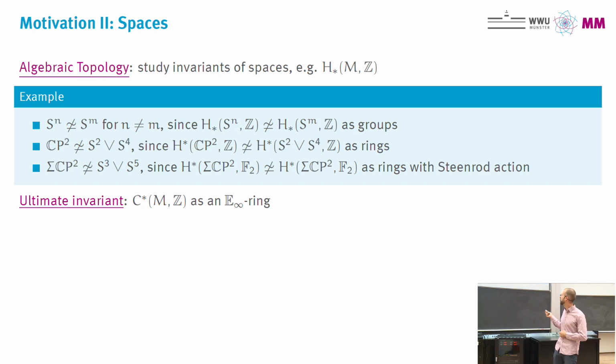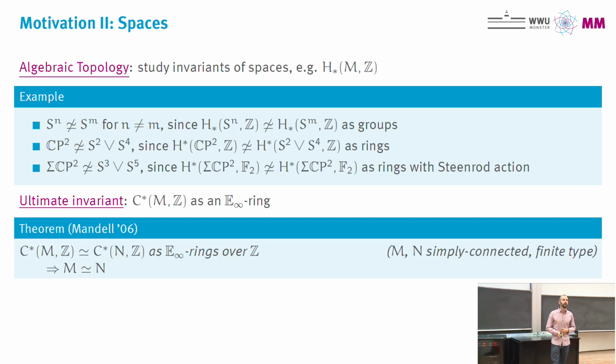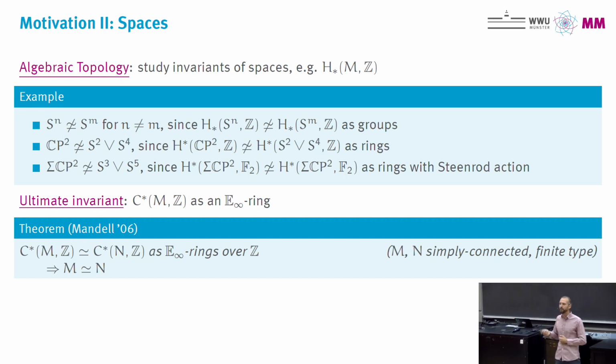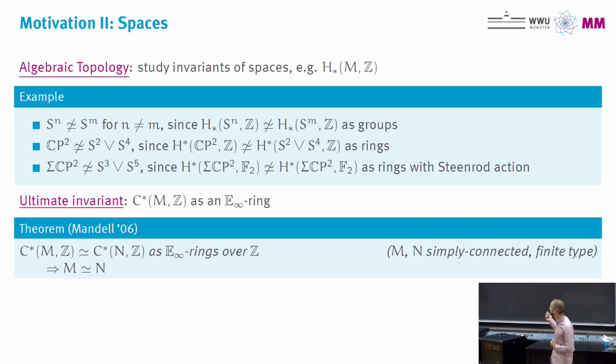So that's a very beautiful theorem of Mike Mandell. Namely, he proves the following: if you have two spaces, say of finite type, simply connected, such that the associated cochain algebras are equivalent, then the spaces already were homotopy equivalent. So that tells us we can't do better than that. We can completely distinguish at least simply connected spaces by this invariant. And I think this is one of my favorite theorems in math. And this is actually an integral version of Sullivan's rational homotopy theory.